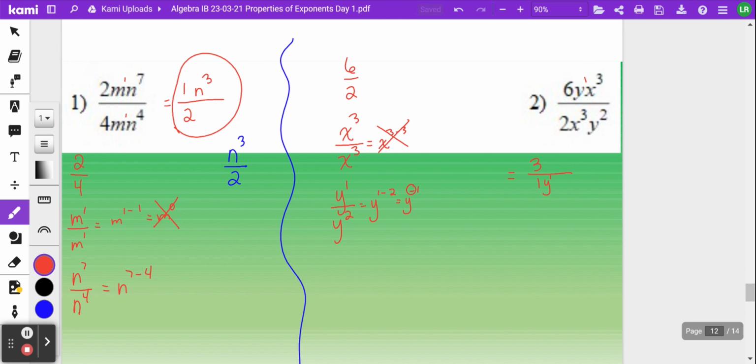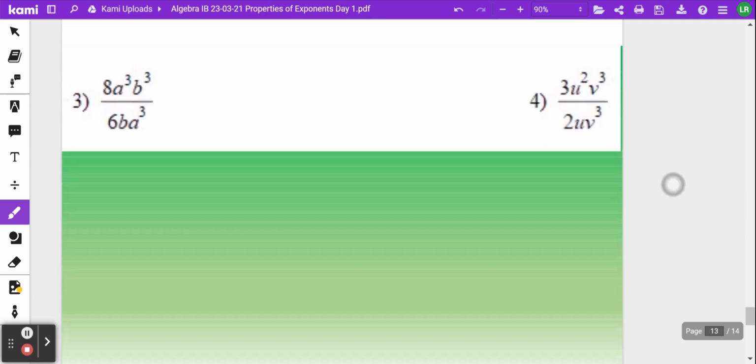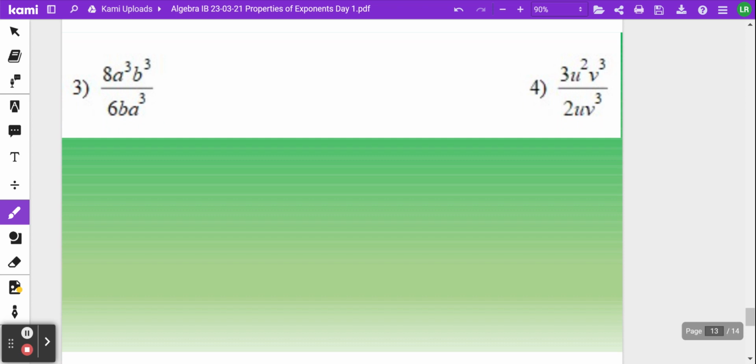I typically would clean this up. It would be considered correct if you turn it in like that, but the book will write it like this: 3 over y. They don't write the 1, and they don't write the 1 as an exponent. So both of those would be considered correct. I want you now to pause the video and try these two problems.